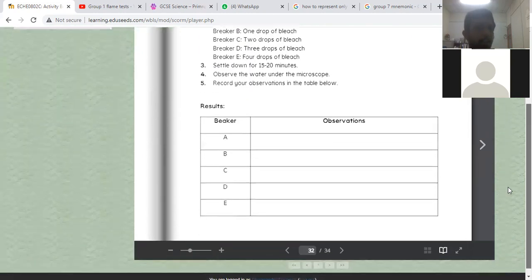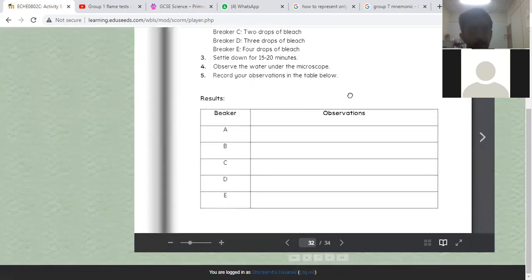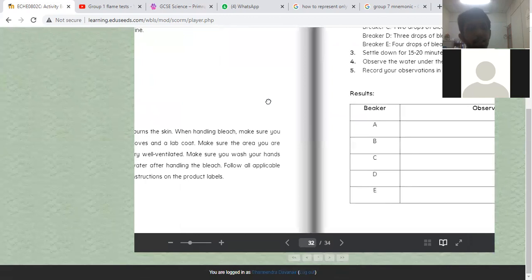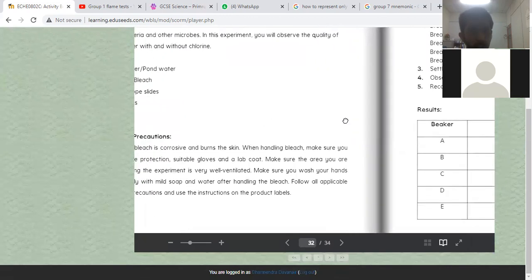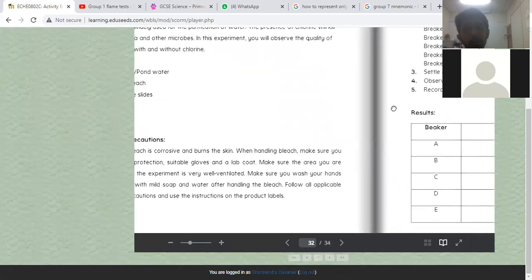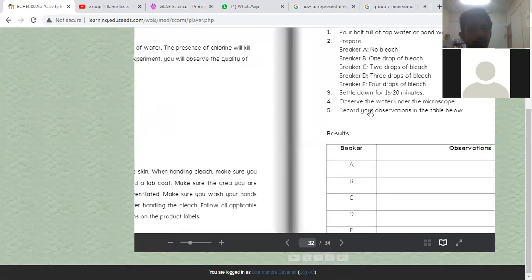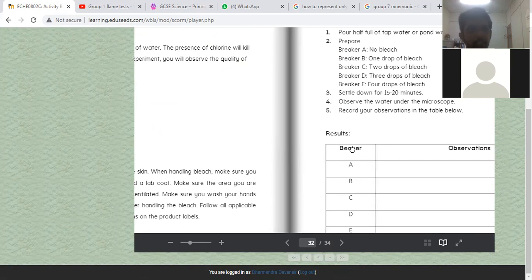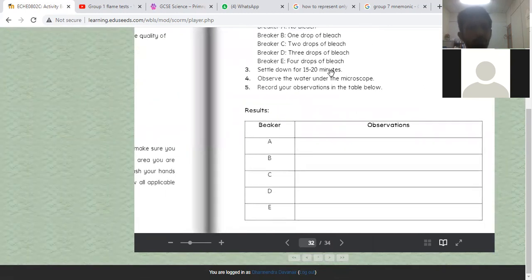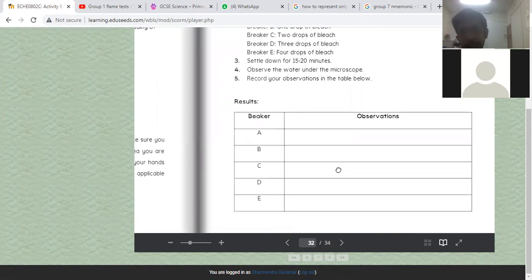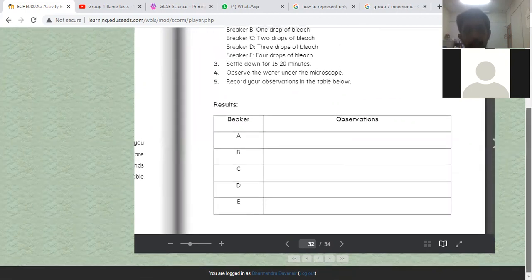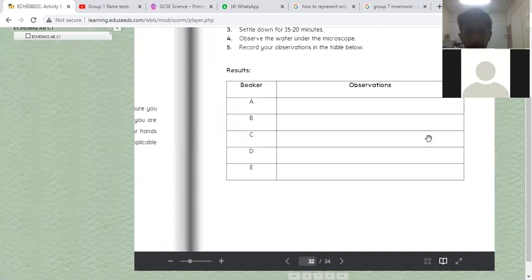Actually, another way that we can do this experiment is we can get pond water, which is green in color, and then do this experiment. When we have different amounts of bleach in the pond water, you will see that the one that has the most bleach droplets in it, that water will not survive, it will die, because the algae will be killed inside there.